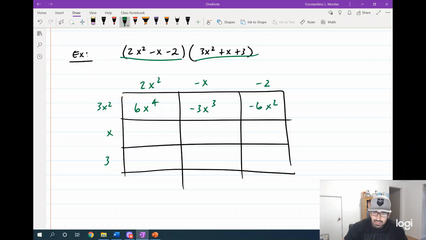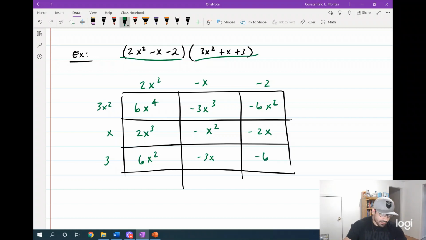All right. Let's go to this middle row. 2x squared times x is 2x cubed. Negative x times x is negative x squared. And then negative 2 times x, negative 2x. Right? Last row, first column, 2x squared times 3, 6x squared. Negative x times 3, negative 3x. Negative 2 times 3 is negative 6.